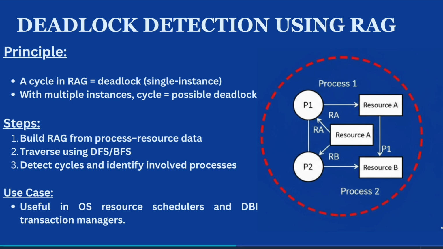Deadlock detection. So how do we use this graph to detect a deadlock? First, the operating system builds a resource allocation graph from the current resource and process data. Then, it uses a graph traversal algorithm such as depth first search or breadth first search to look for cycles. If a cycle is found, the processes involved in it are identified as deadlocked. This method is widely used in operating system schedulers and database management systems to manage resource allocation efficiently.